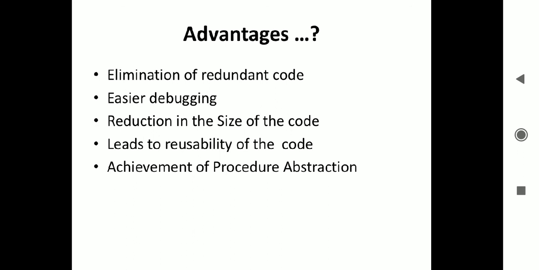This is called reusability. Then the achievement of procedure abstraction. This is technically the main, important achievement of procedure abstraction. Abstraction is nothing but grouping necessary information into one particular unit. I hope this is sufficient for today. Thank you.